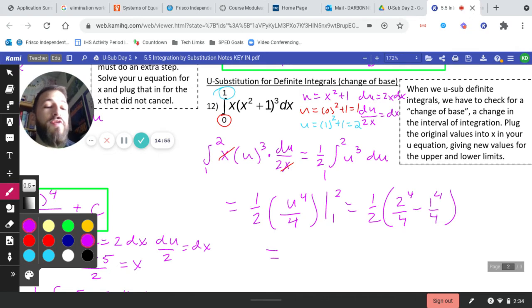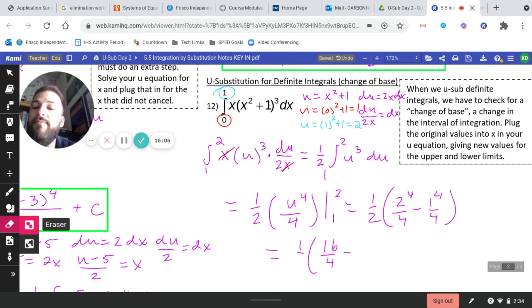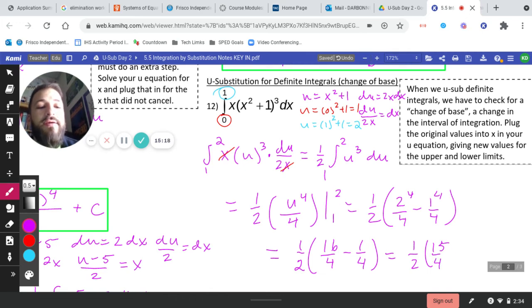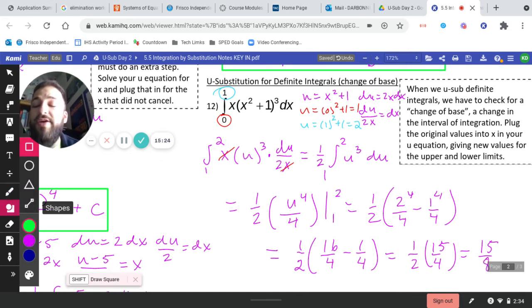Which 2 to the 4th is 16. So this is 1/2 times 16/4 minus, that half looks more z-ish than 2-ish. So 1/2 times 16/4 minus 1/4, which is just 1/2 times 15/4, which is equal to 15/8. And that's our answer.